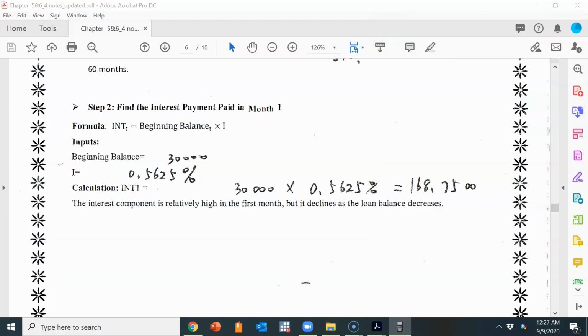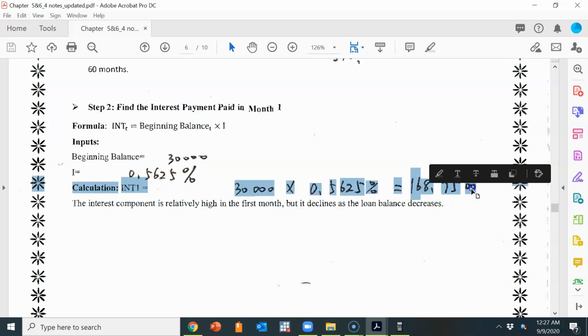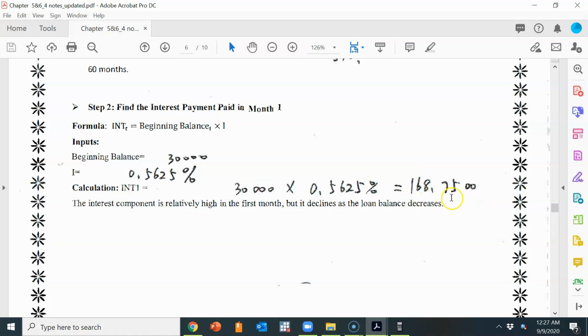Step 2, we will need to find the interest we're going to be paying in the first month. It should be the beginning balance in the first month, which is 30,000, multiplied by the interest rate for the first month, 0.5625%. So we're paying 168.75 as the interest payment in the first month. This is relatively high, but it's going to be declining as the balance declines.